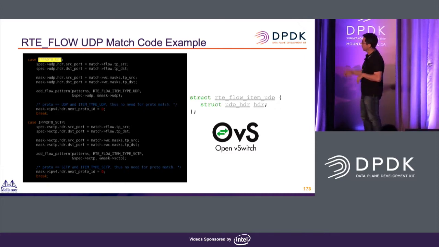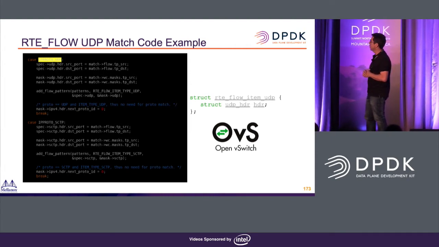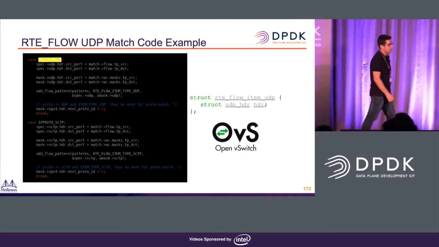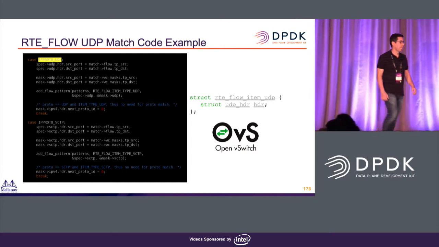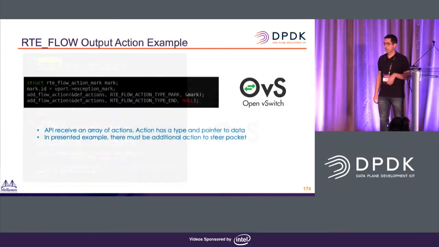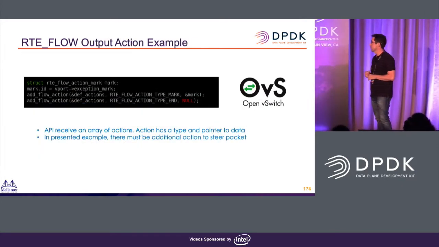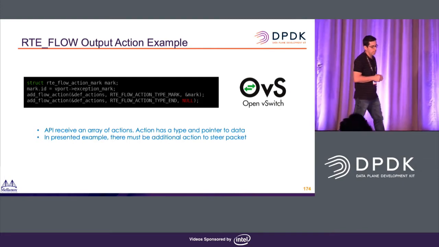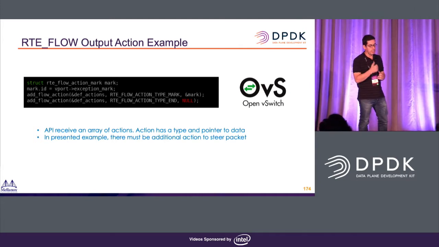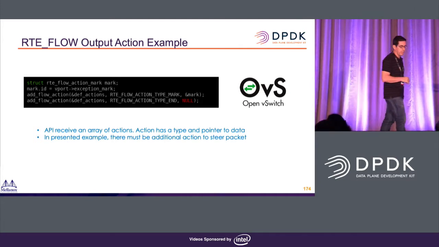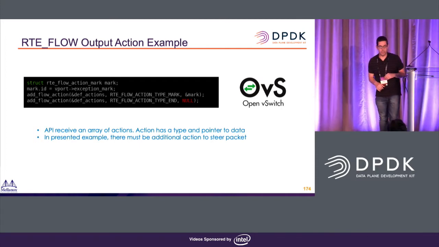You can see how the code looks. There is a match, in this case on the source port and the target port. And there is a mask. In this case we support only 0 or full. The next is an action. This is also from OVS. In OVS, we only have marks. So this is how it looks. You add the mark ID, you add it to an array of actions, and you configure it to the hardware.